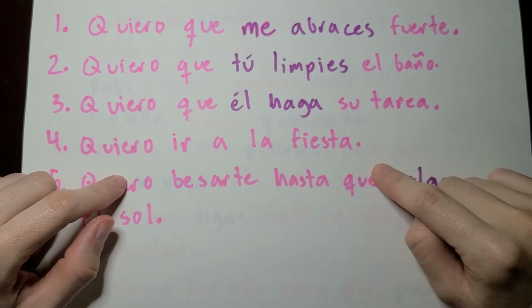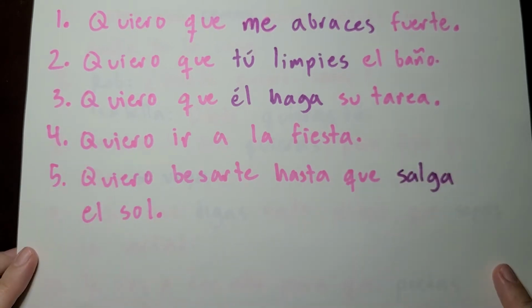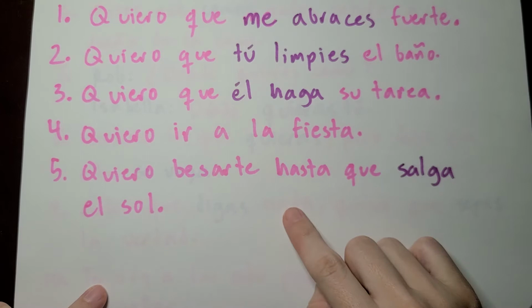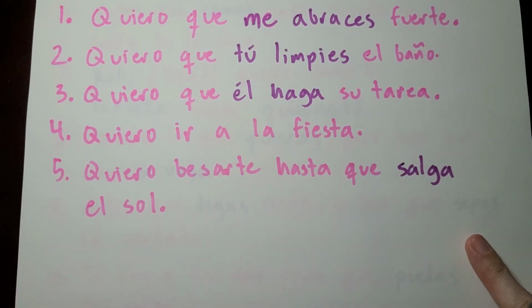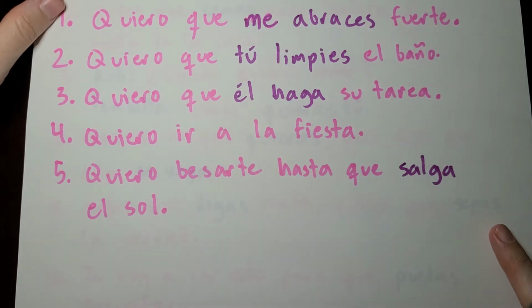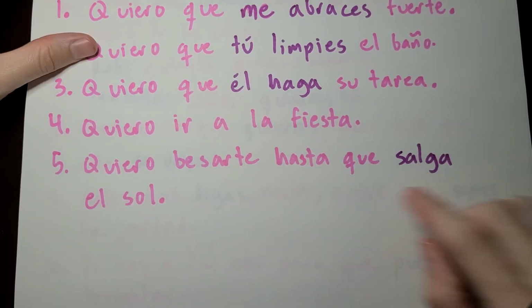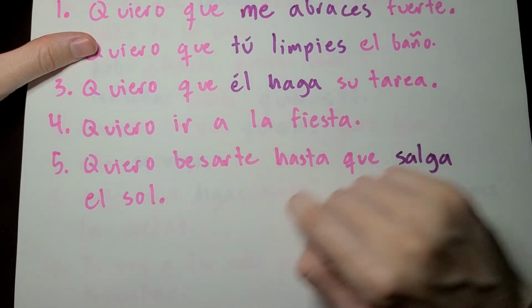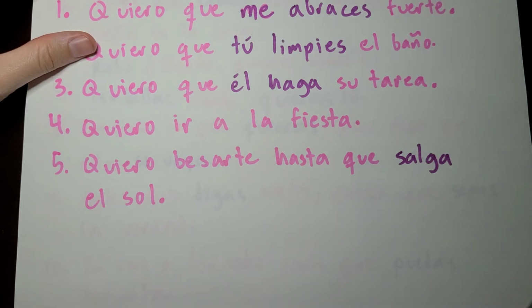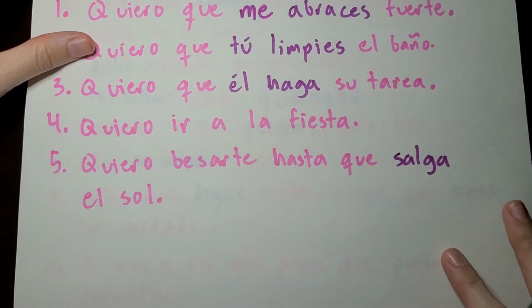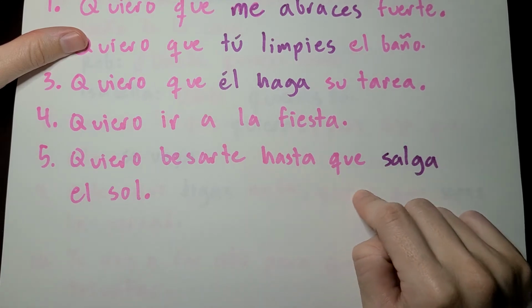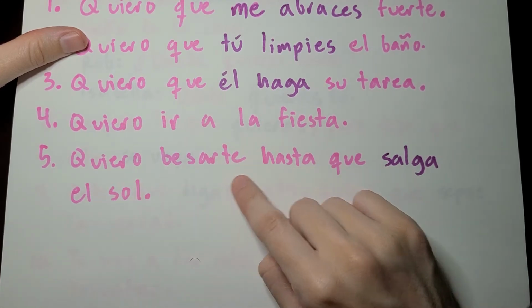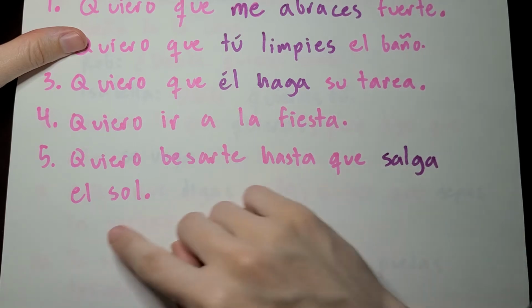You don't need to use the subjunctive there. 5. Quiero besarte hasta que salga el sol. So this is also following the same pattern, but it's a little trickier because you're not saying I want somebody to do something. You're saying I want to do something. The part of this sentence that uses the subjunctive is the hasta que part. Hasta que means until. So quiero besarte hasta que salga el sol.